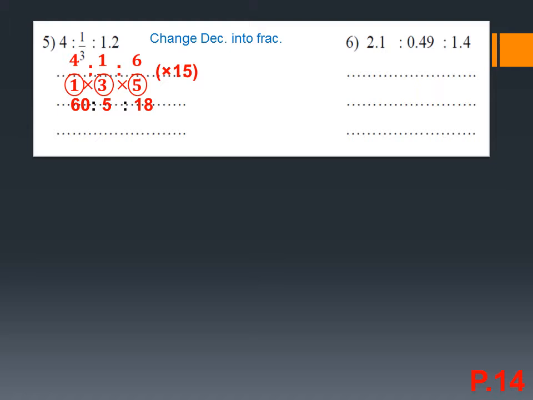2.1 to 0.49 to 1.4. We check the decimal places. The first one has 1 decimal, the second has 2, and the third has 1 decimal. That means multiply all of them by 100. To get the whole numbers, 210 to 49 to 140.